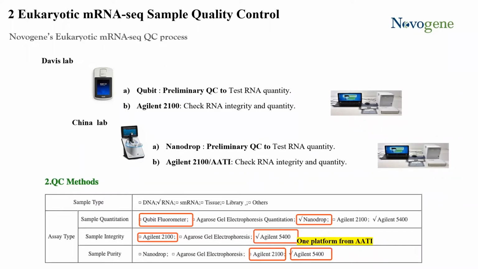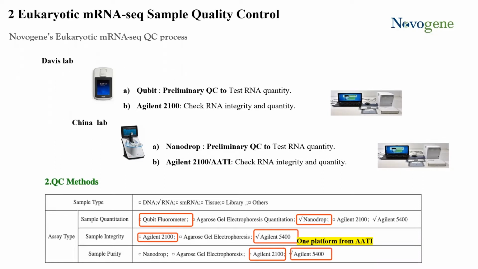The Davis lab is the US lab, and in the Davis lab, we use Qubit for preliminary QC to test total RNA samples for RNA quantity, and we use the Agilent Bioanalyzer to check the RNA integrity as well as the quantity. In the China lab, we use NanoDrop for preliminary QC to test the RNA quantity, and we use the Agilent 2100 and also another platform called AATI, which is an Agilent 5400, to check the RNA integrity and quantity. We will talk more about the quantity and quality parameters in the next slide.